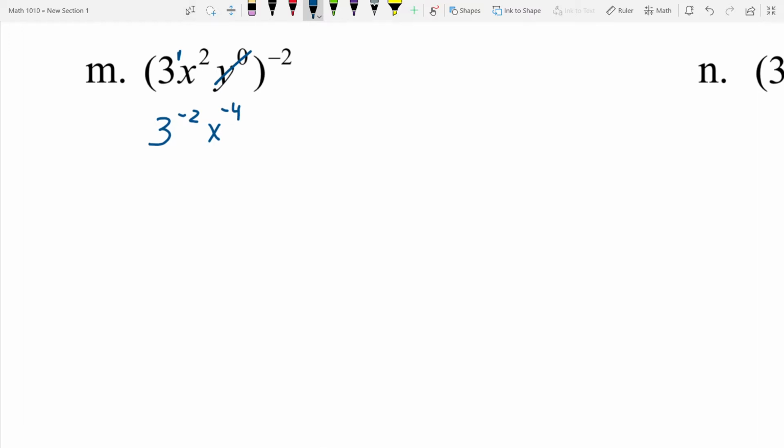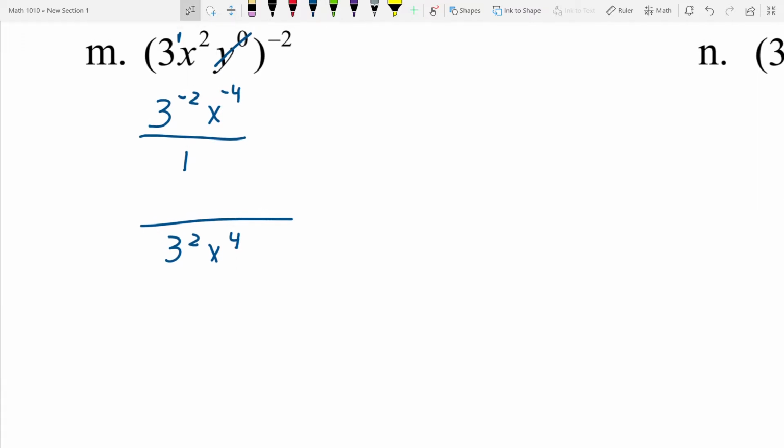Okay, now those are both negative exponents on the top of a fraction. Okay, bring them down to the bottom. So now I have a 3 to the positive second, an x to the positive 4. Someone in the room tell me what I have on top of that fraction. I have a 1. Good. So my answer is 1 over 3 squared, which is 9, x to the 4th. That's my answer, and I'm done.